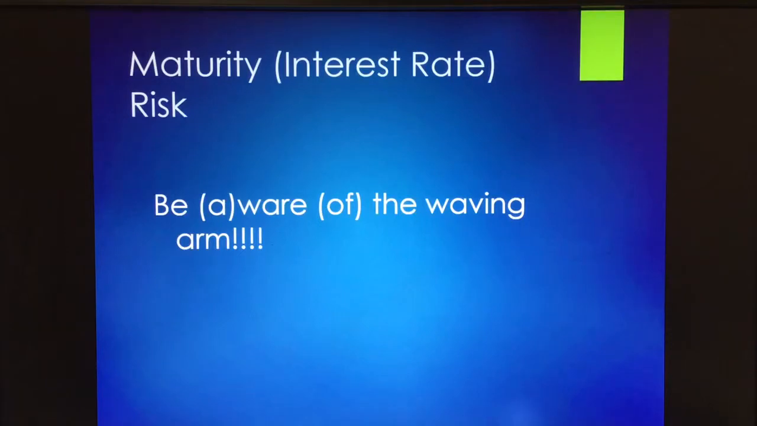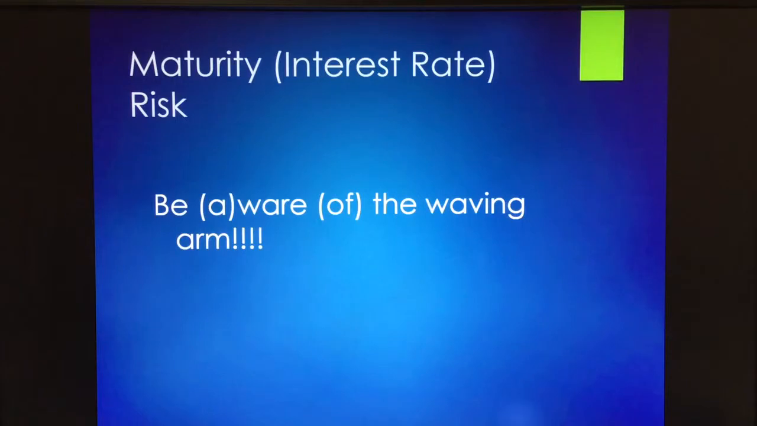I say here, be aware of the waving arm. If you were in class, you remember the example I gave was to stand up and hold my arm out, and then I patted myself on the shoulder, where my arm joins my shoulder, and said, this is short term, my elbow is intermediate term, and out there in my fingers, that's long-term bonds. And then if I take my hand and move it up or down, you can see that the long-term bonds are going to vary more dramatically for a given interest rate change. That's what's demonstrated by the waving arm.